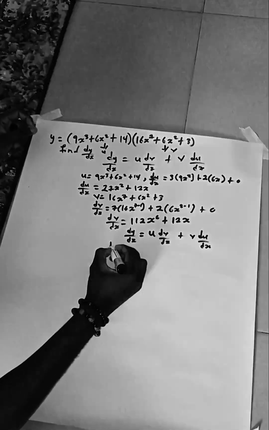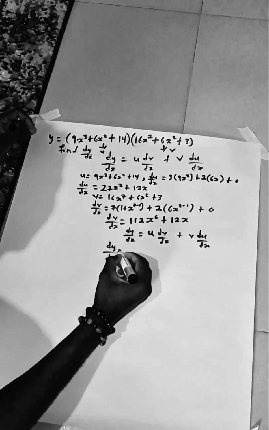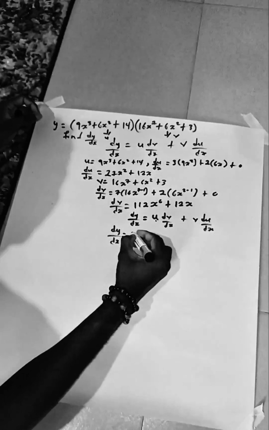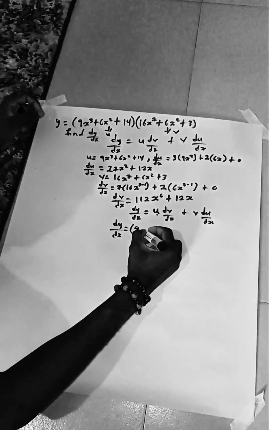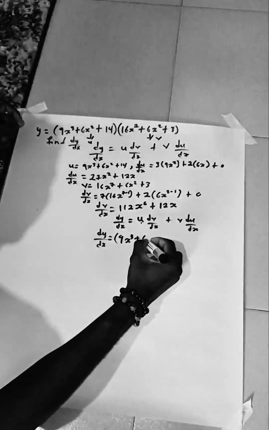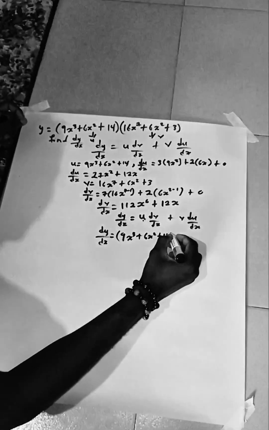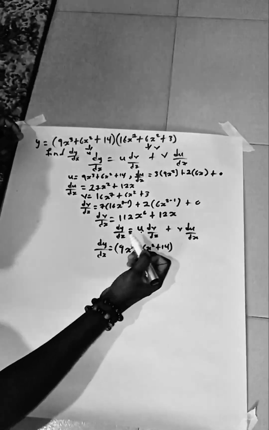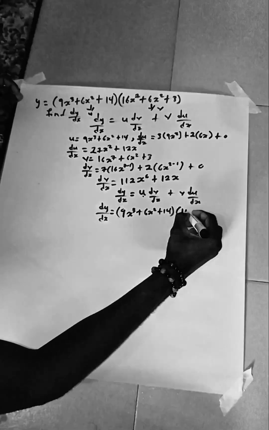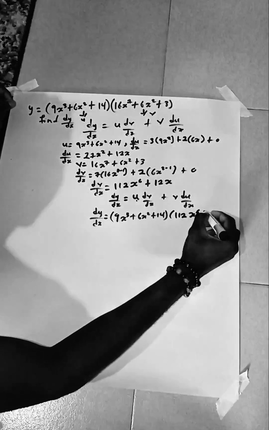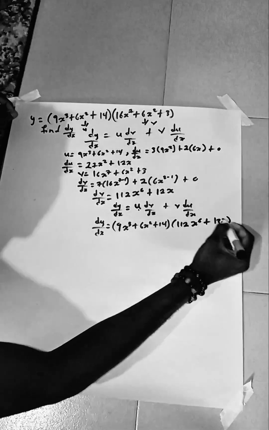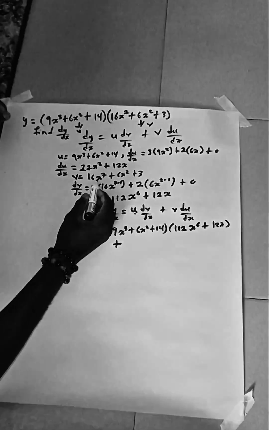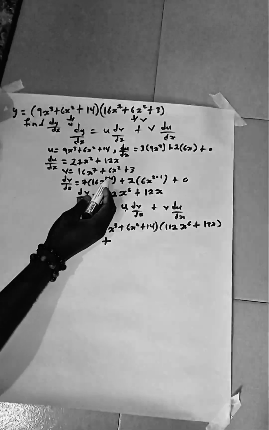So our dy by dx is equal to, what's our u? Our u is 9x cubed plus 6x squared plus 14. So let's put that into brackets. 9x cubed plus 6x squared plus 14. And our dv by dx is 112x raised to the power 6 plus 12x. So we have 112x raised to the power 6 plus 12x. Then our plus. Then what's our v function? Our v function was 16x raised to the power 7 plus 6x squared plus 3.